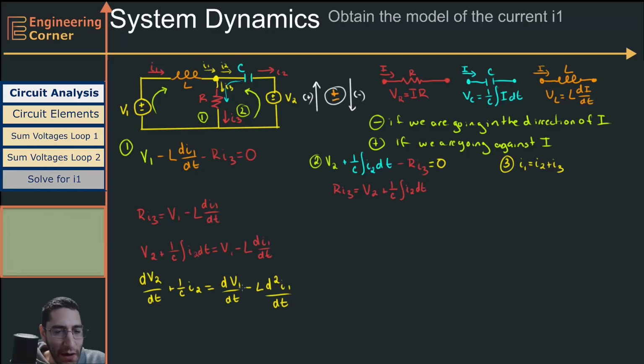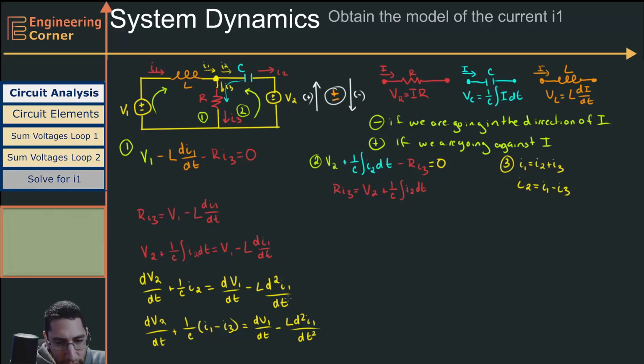Okay, so now what do we have? We have I1 over here, but we still have this I2. How can we solve for I2? Well, we can use equation 3. We can say I2 is equal to I1 minus I3. So we can substitute that back into this equation. When we do that, we're going to get dv2 dt plus 1 over C times I1 minus I3 is equal to dv1 over dt minus L d2 I1 over dt squared. Oops, I forgot that 2 right there.